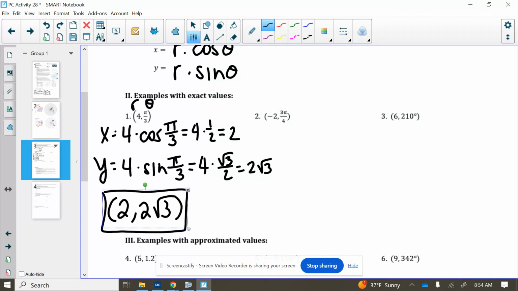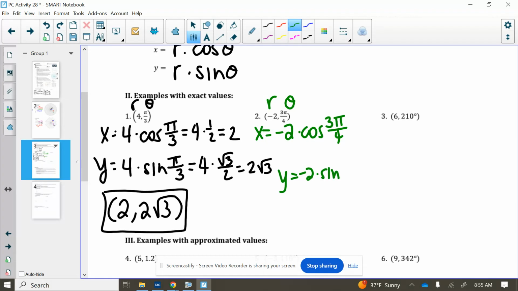So that would be going right 2, up 2 square root 3, kind of a quadrant 1 value there. For our next one, we have an r value of -2, a theta value of 3 pi over 4. So again, we're going to plug this in, r times the cosine of 3 pi over 4. And then we would have our y value, which is r times the sine of 3 pi over 4.